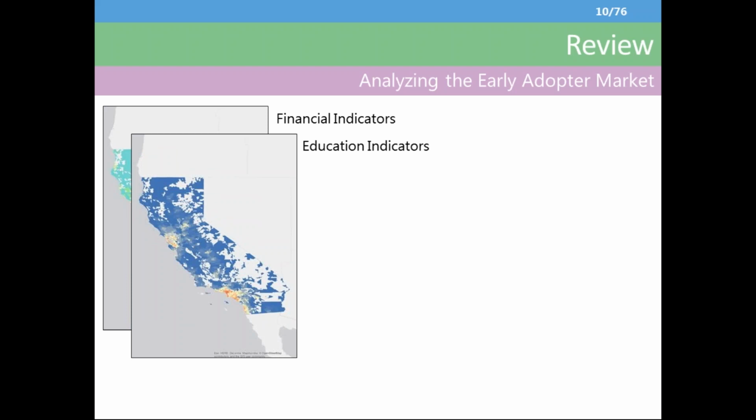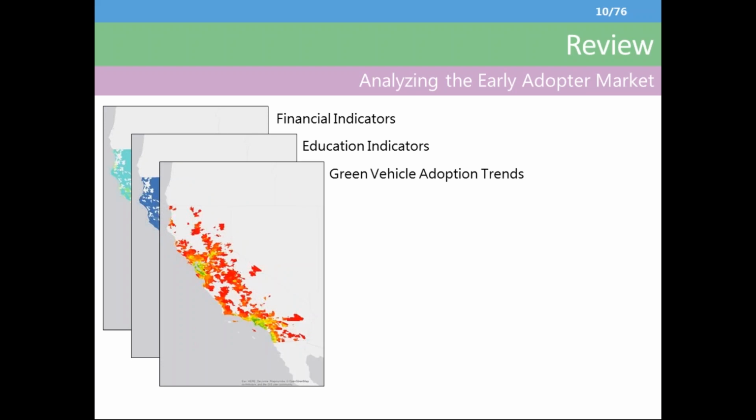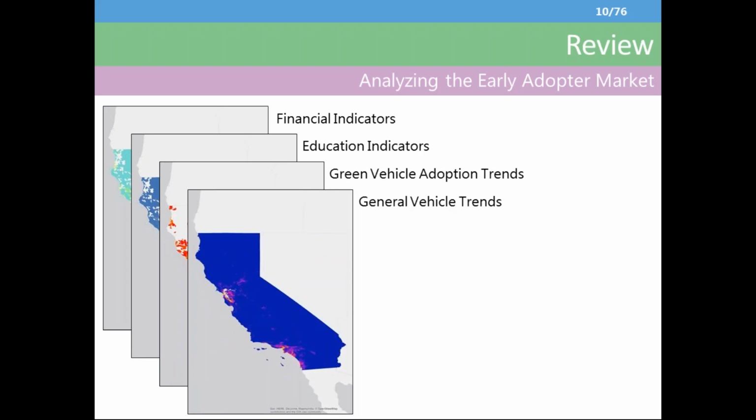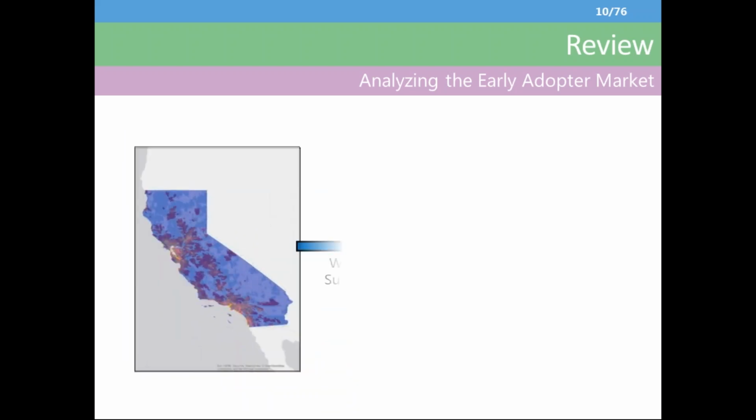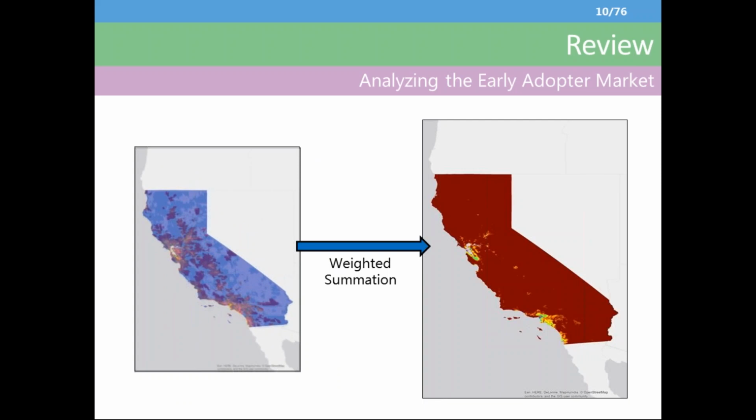The next set are education level indicators. So this includes higher degree attainment throughout the state. Then green vehicle adoption rates. We'll discuss this a little bit more later, but this is hybrid vehicles and plug-in hybrid vehicles in particular, their adoption rates, and their adoption rates within the first adopter period of their deployments. And then other vehicle trends from the DMV. And so you can conceptualize that we take all of these and overlay them, each with a different weight, and we come up with a final market assessment.